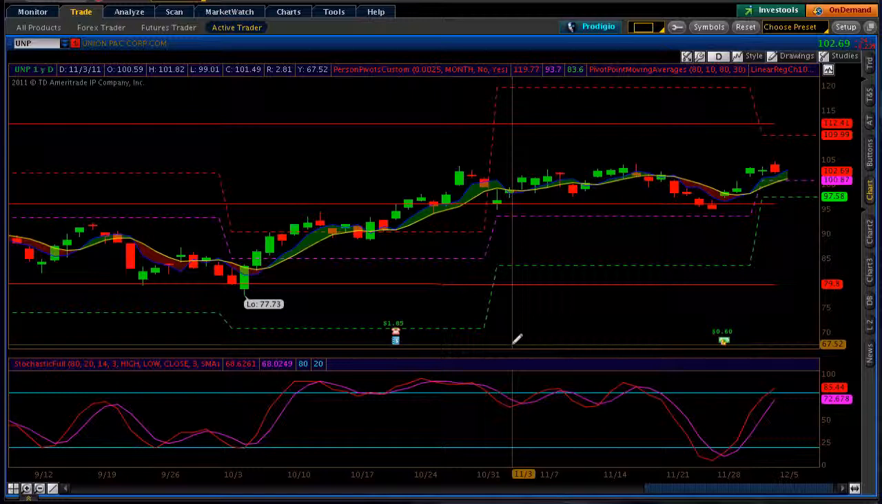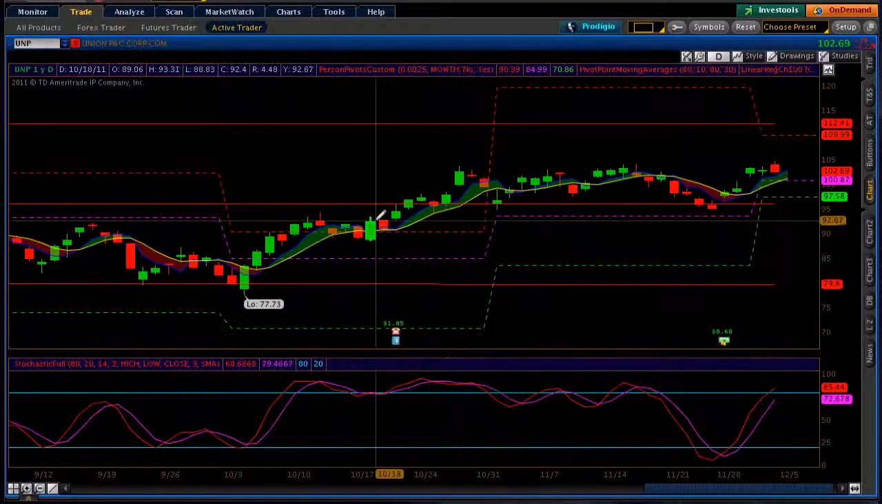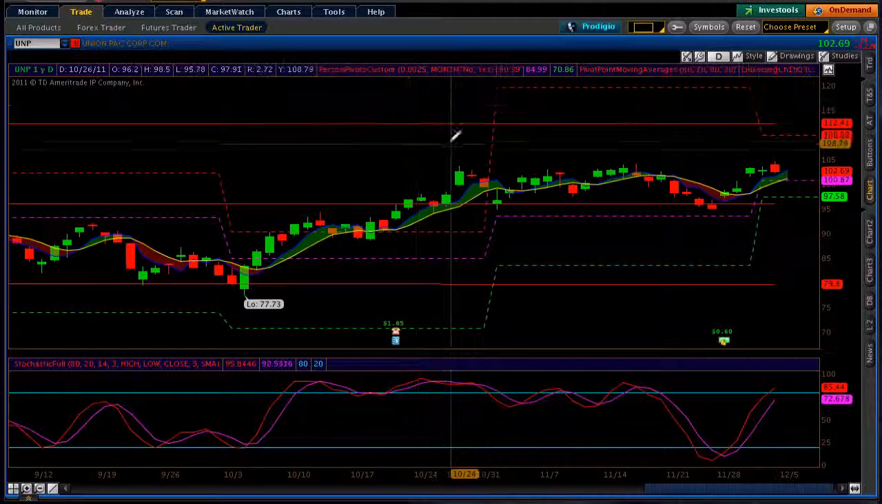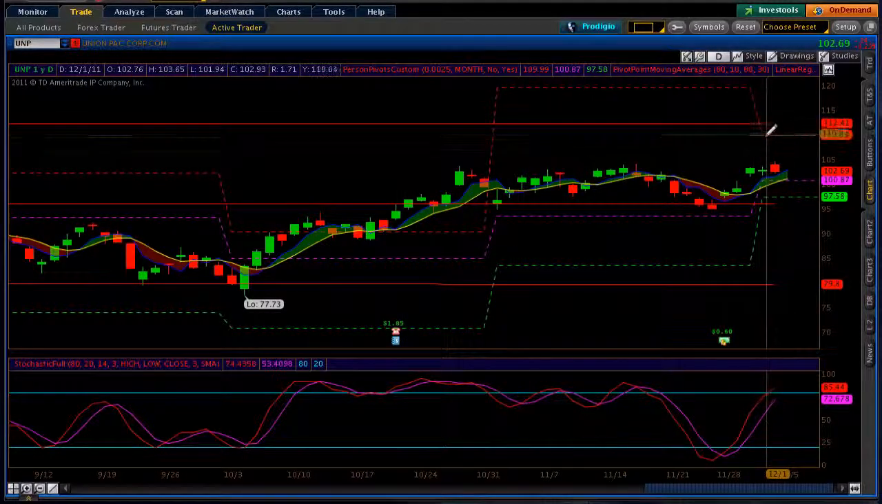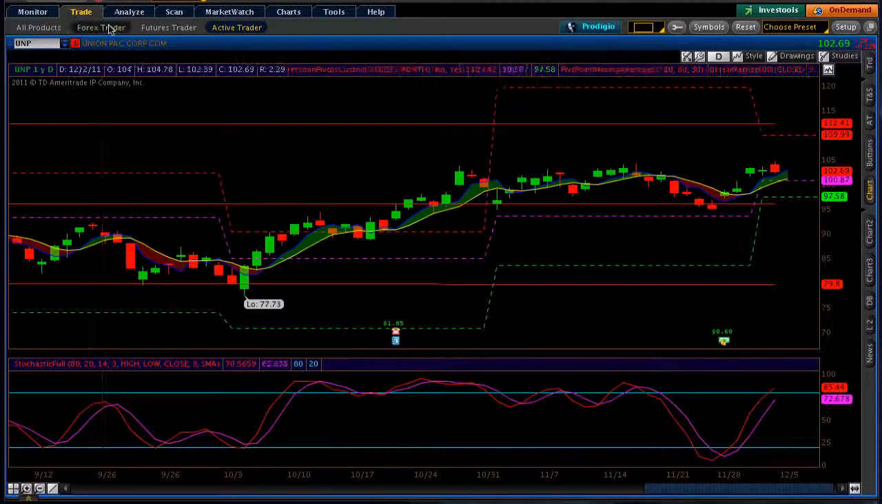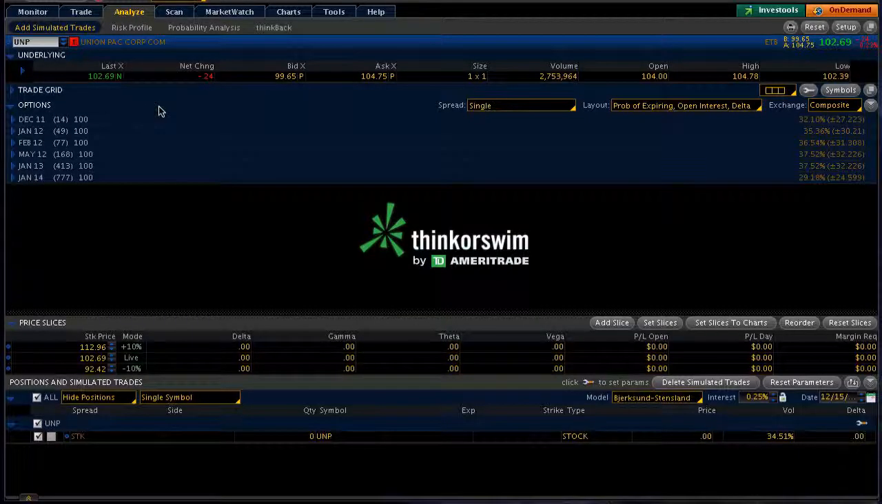Define your risk. That is what professional option traders like to do. They define their risk, okay? So when they get into a trade, they already know the risk. So let's say I'm looking at the resistance levels here. Let's go over and look to put on a trade, okay?